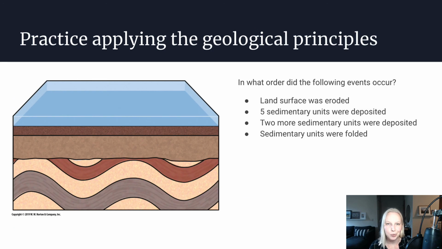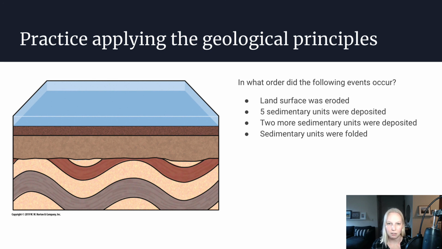All right, we're going to do one more short personal quiz activity. I want you to take a look at this diagram here on the left. We're going to practice applying these geological principles that we learned today to understand the relationships between older and younger rocks. So I have listed 4 events here that have happened to the sequence of rocks, and I want you to put them in order of what happened first and what happened last.